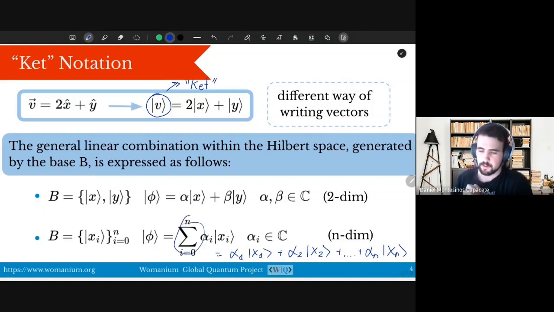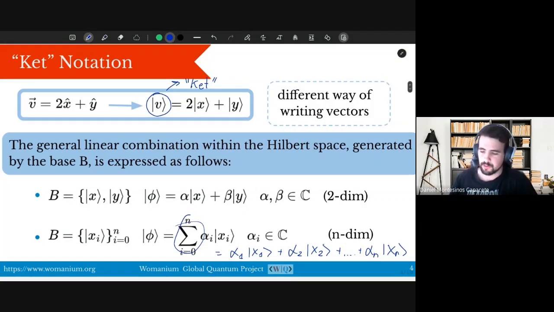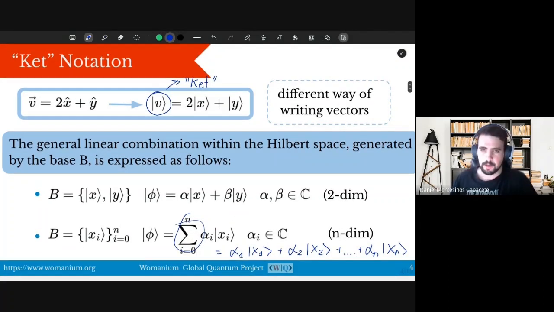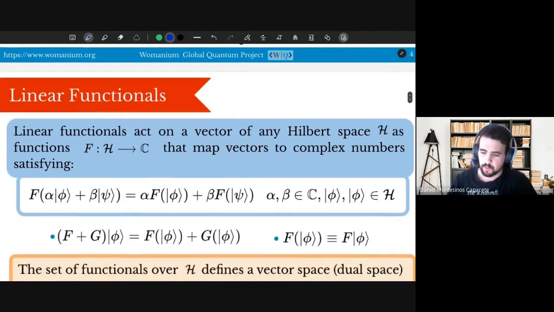Using this symbol is something that we have already faced the first day. It's very useful, and it is used almost every day in order to do calculations and different things. So it's better to get used to this. So I hope this is fine. We're just writing vectors using this notation, and this is called a ket, as I have already said. So let's move on.